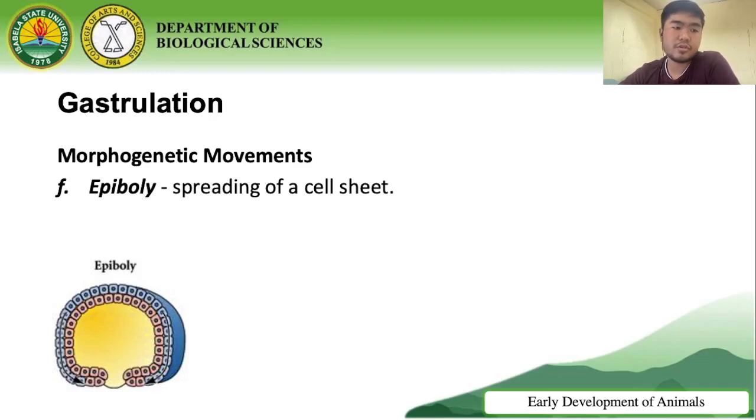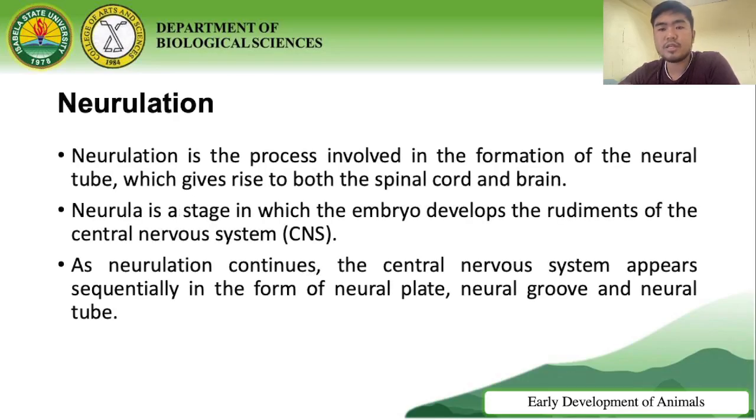And after gastrulation, we have neurulation. Okay? With the term neuro and neurulation, alam natin that it has something to do with the formation of the central nervous system. Okay? And it is the process involved in the formation of the neural tube, which gives rise to both the spinal cord and the brain. Okay? So, the neurula is the stage in which the embryo develops the rudiments of the central nervous system.